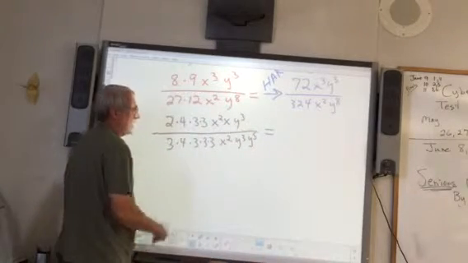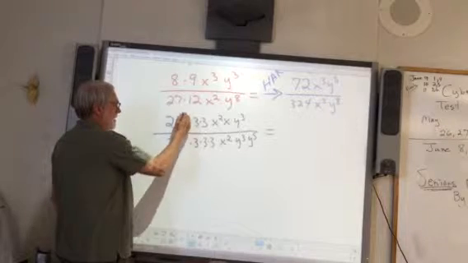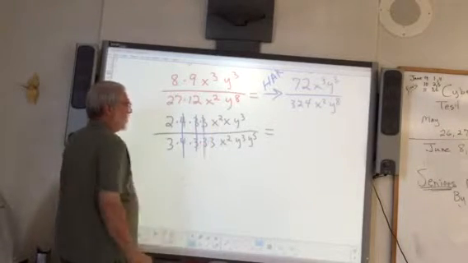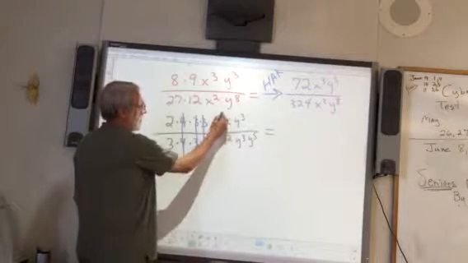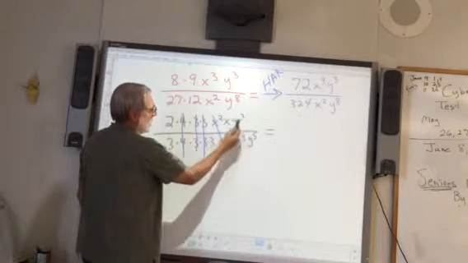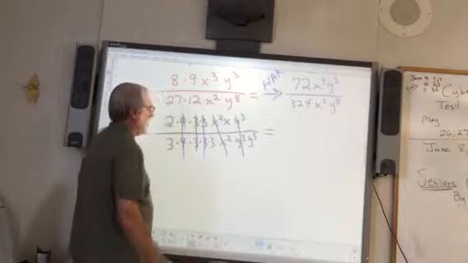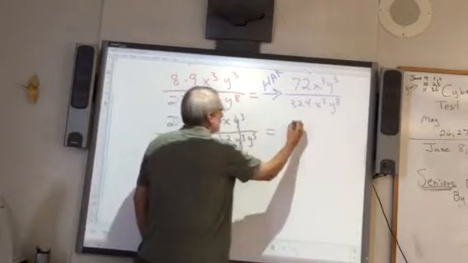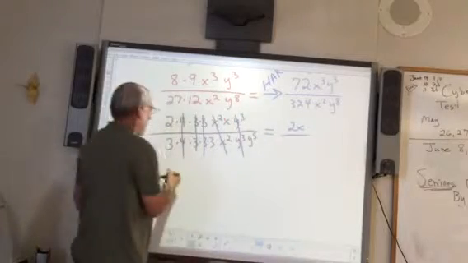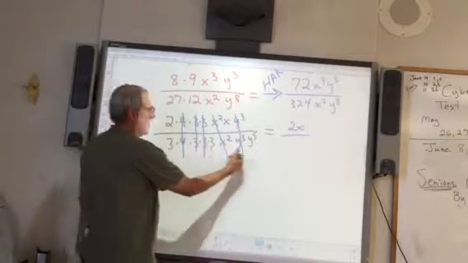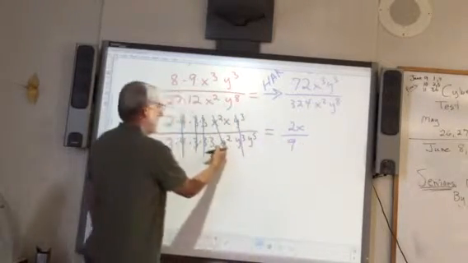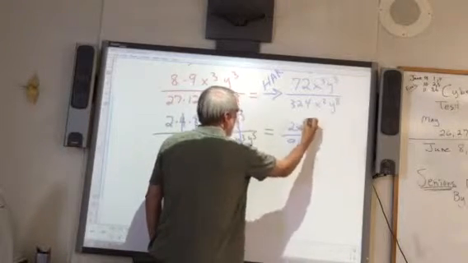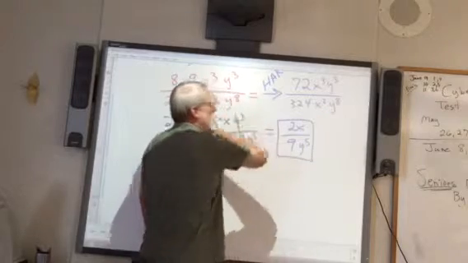And so what can I do with that? I can literally cancel out some 1s. That's a 1. That's a 1. That's a 1. X squared over x squared, that's a 1. Y to the third over y to the third is a 1. What does that leave on top? 2 times x. On the bottom it leaves 3 times 3, 9. X is gone, y to the 5th. And we are out of here.